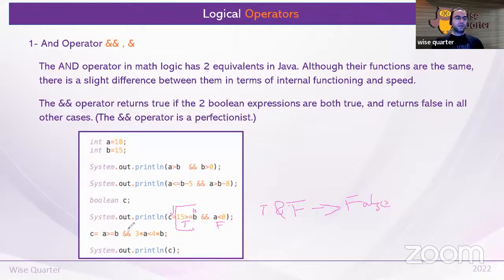It will print false. This one has an equal symbol, so let's calculate the right side of it. The first one, A is higher or equal to B. A is 10, it is false. 10 is not higher or equal to 15. I do not need to calculate the rest. This will be false, so it will print false here. I hope I was able to explain this part.